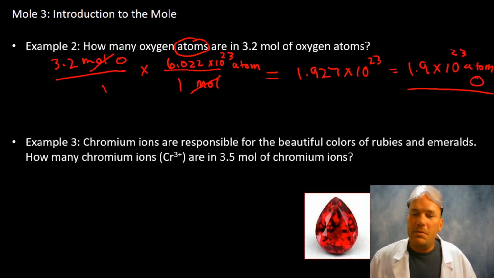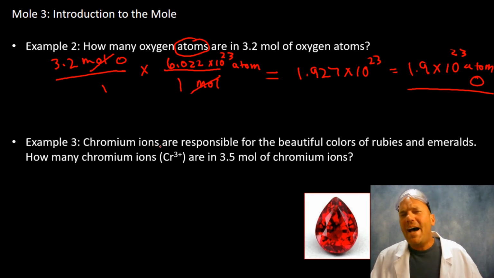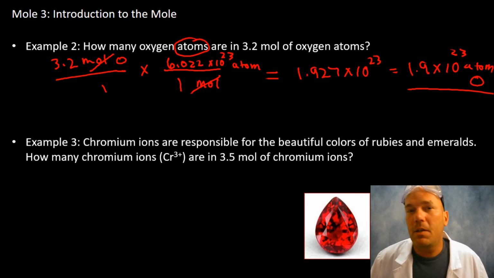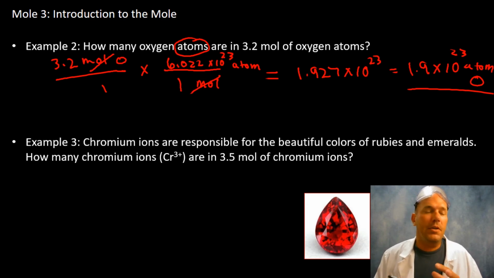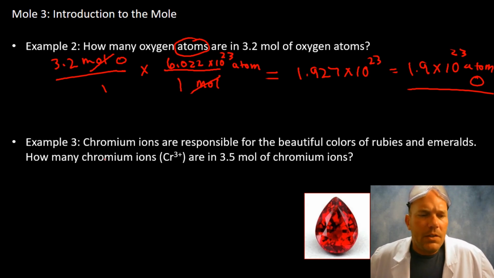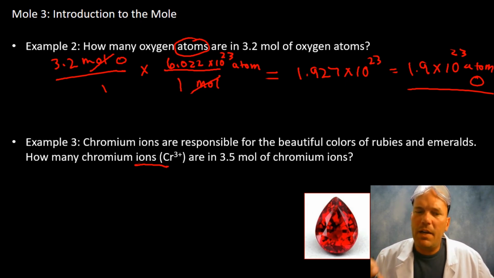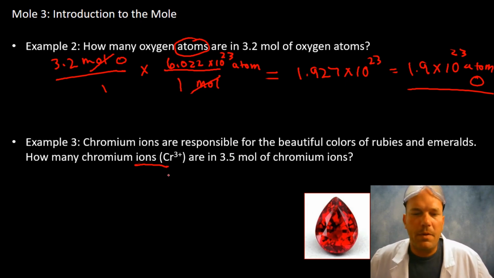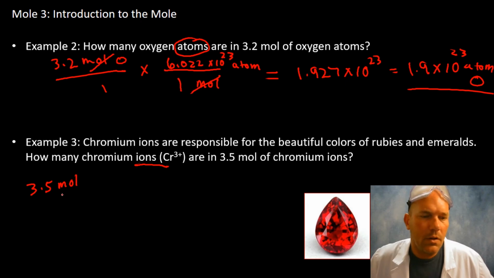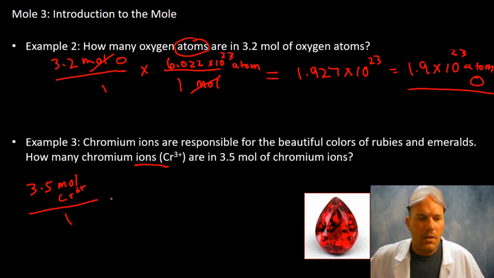Another example. This is very cool. I like to throw this in from time to time. But so chromium ions are responsible for the color that we see in rubies and emeralds. It's really cool chemistry. If you look it up online, it's very interesting. So this question is saying how many chromium ions. So how many ions? I'm going to be using Avogadro's number. Are there in 3.5 moles? Okay, so we have that many moles. That's how I'm going to start.